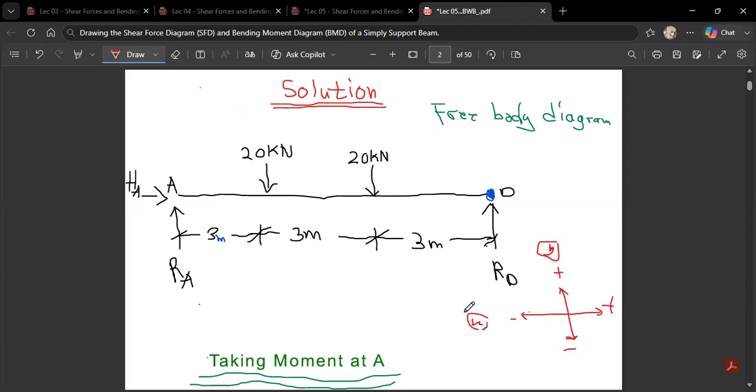So look, RA is moving in the y-axis. It is moving up, so it is what? Positive. This 20 kilonewton is moving down, so it will be negative. This guy is also moving down, so it will be negative. This guy is moving upward, so it will be positive, you see. So I'm going to write positive RA minus 20 kilonewton. Let's go and do it all together and come back.